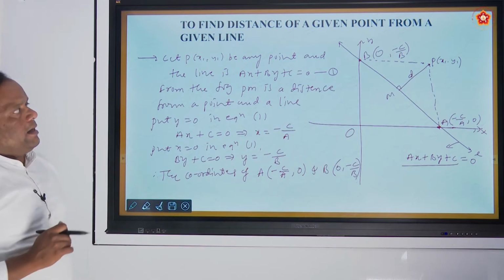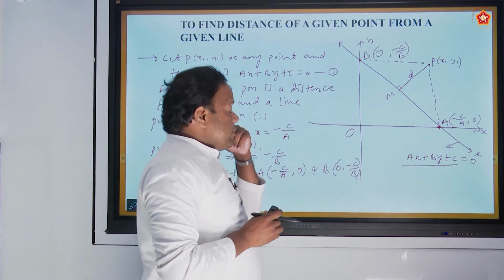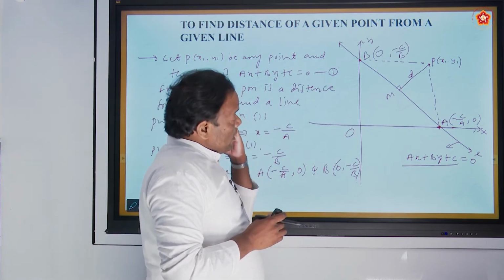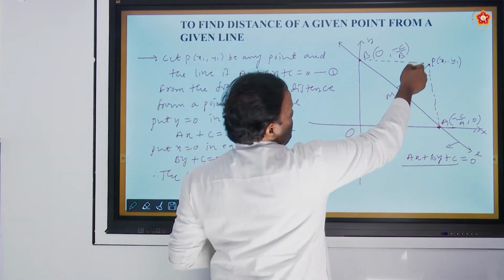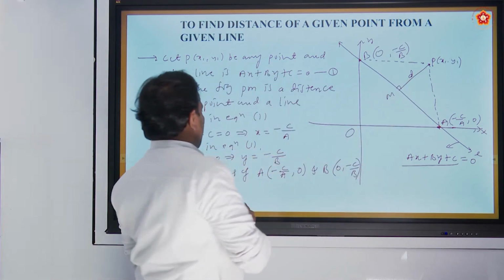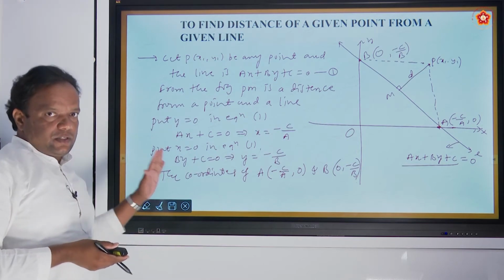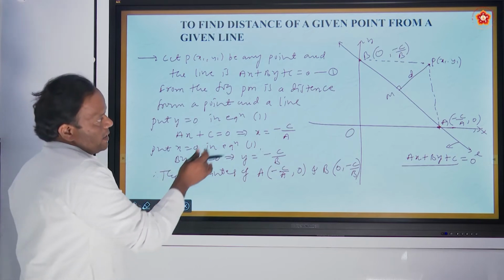I write them in the figure. Remember, this concept is very important to find the coordinates of A and B. These two values are very important. Now come to the figure. We need the length of PM. PM is nothing but the distance between the point P and line L. So I pause the video. This one I erase now. Just take all the notes. Pause your video and take each and every point. Let us erase this and continue the problem.